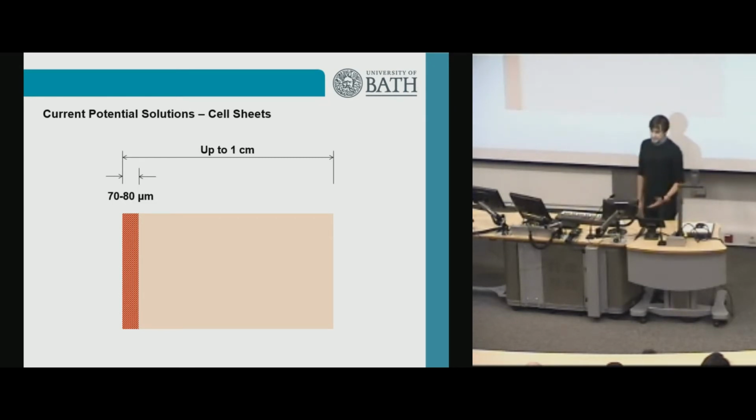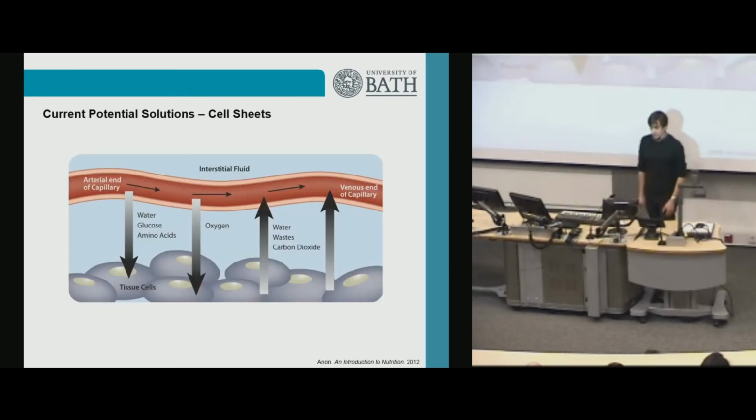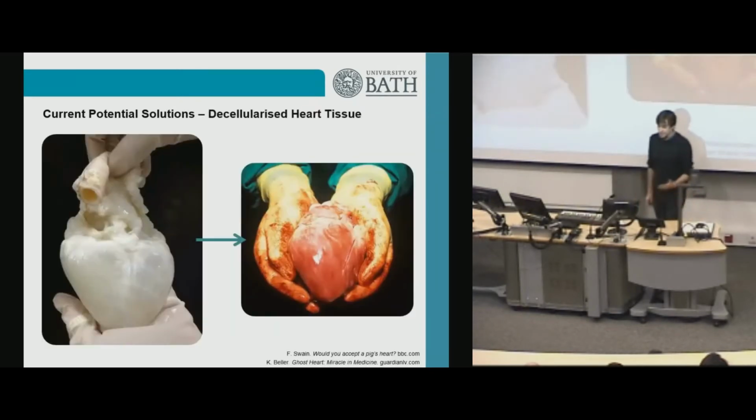And the problem here is that essential nutrients and oxygen can't actually reach these cells in the middle to let them grow. And that's because we're not getting capillary growth. And so this is something that needs to be addressed in order for this kind of technology to work. And there is also another, third option that we can use, which is decellularized heart tissue, which will appear very shortly, I'm sure. Here we are.